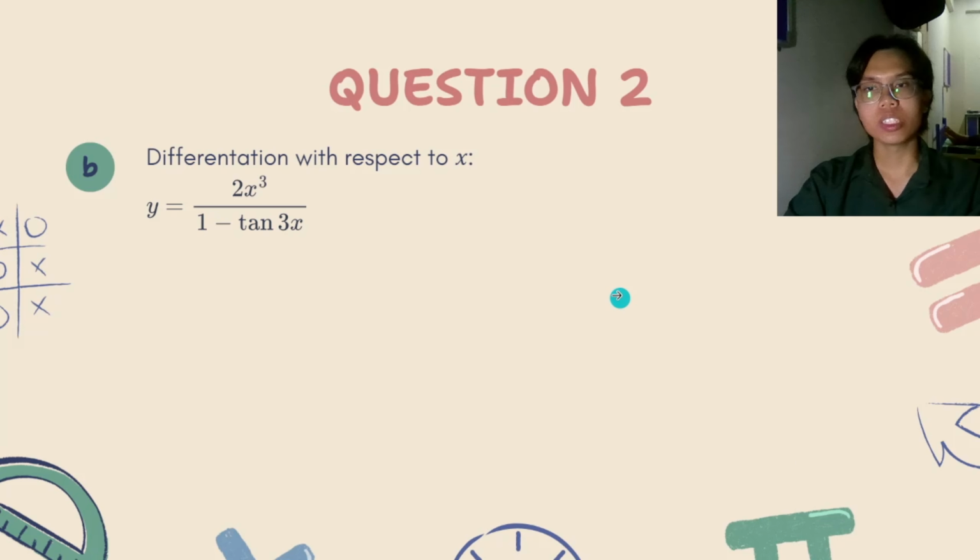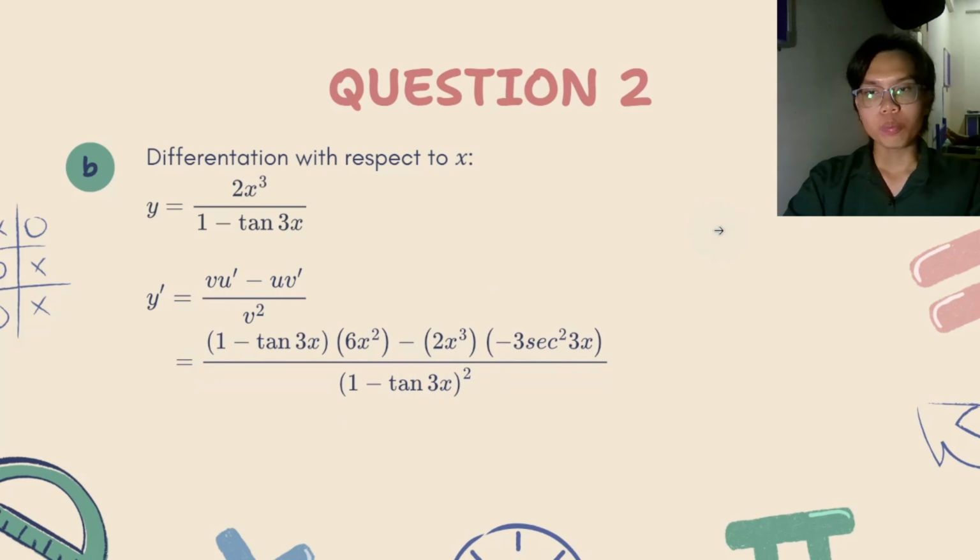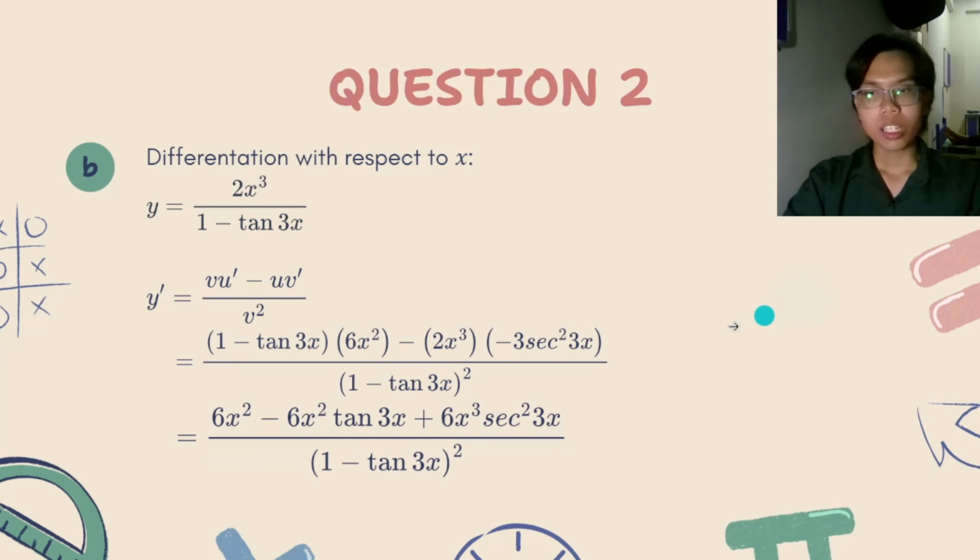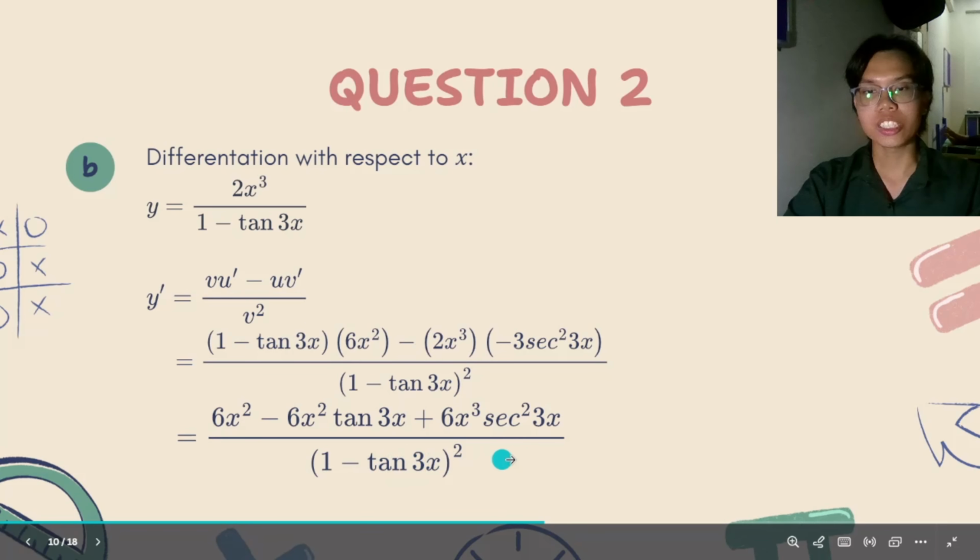Knowing that we will have to use the quotient rule, we will put it on this formula, which is vu prime minus uv prime over v squared. So we put each value one by one, and the final simplified answer will be 6x squared minus 6x squared tangent 3x plus 6x cubed secant squared 3x over 1 minus tangent 3x to the power of 2.